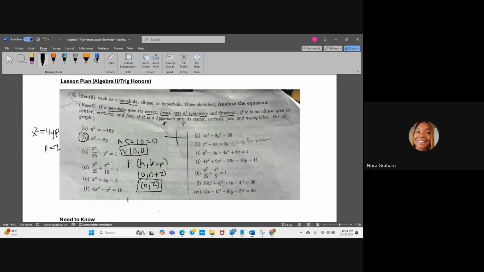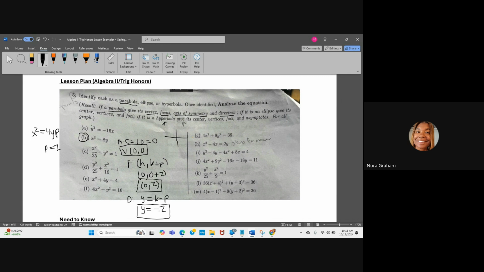So for that one, again, remember our directrix is going to be a line. So that line is going to be y equals k minus p. That's the formula for that. Our k is 0. So I'm just going to have y equals -2 as my directrix. Okay.